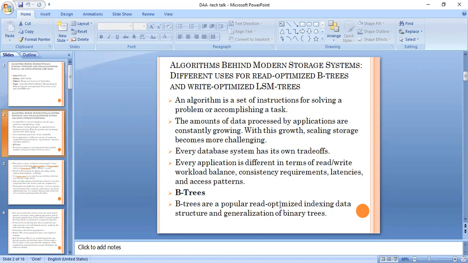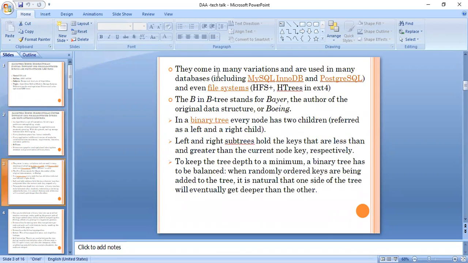B-trees. B-trees are a popular read-optimized indexing data structure and a generalization of the binary tree. They come in many variations and are used in many databases, including MySQL, InnoDB, and PostgreSQL, and even file systems: HFS Plus, NTFS, and ext4. The B in B-tree stands for Bayer, the author of the original data structure, of Boeing.